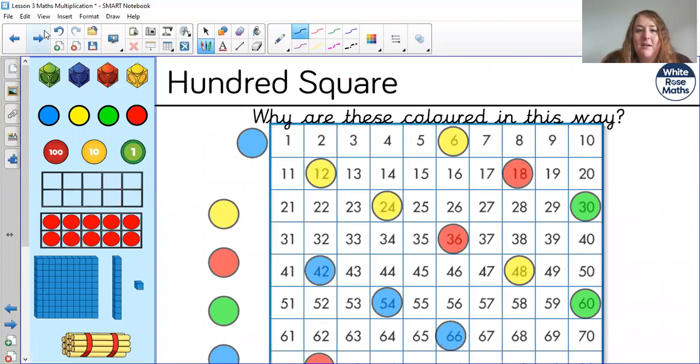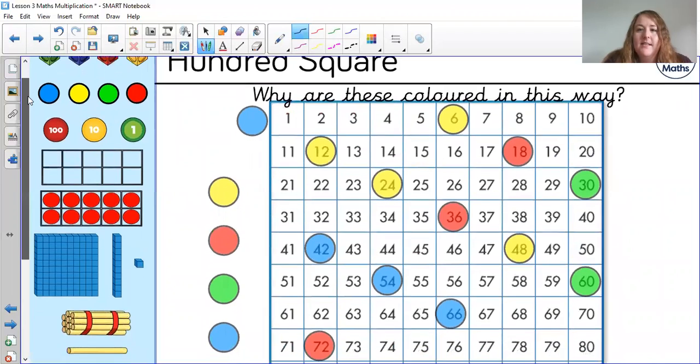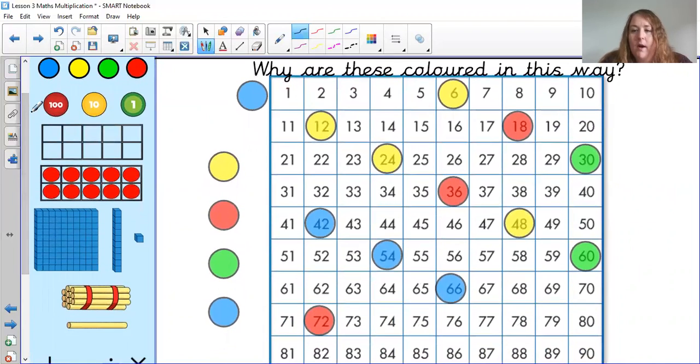Okay, we're going to go straight back to our 100 square then. So it says, why are they coloured in this way? I might have used different colours than I did yesterday, but why is 6, 12, 24 and 48 in one colour, 18, 36 and 72 in a different colour? Can you have a think as to why that might be?